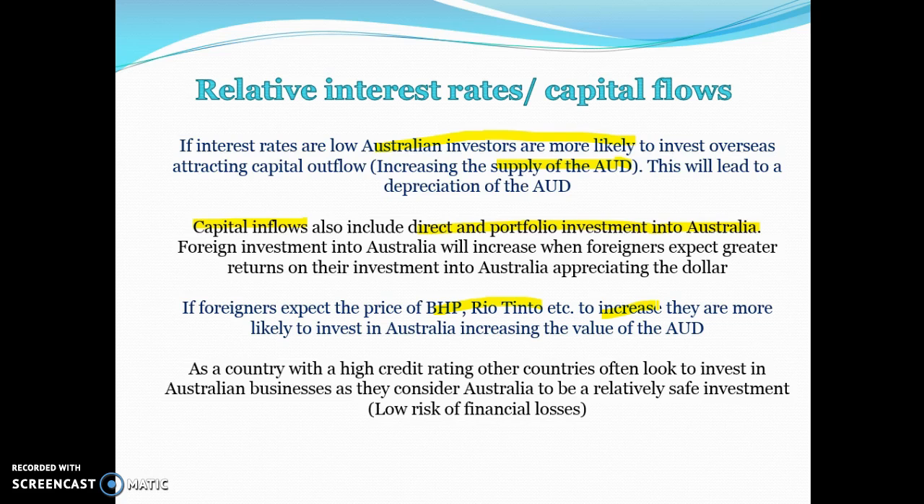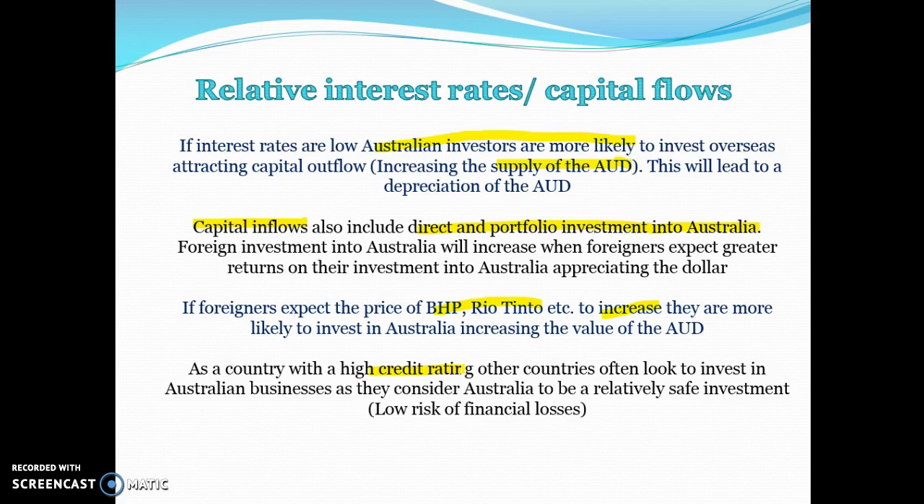So if countries believe that our companies are likely to do really well, then they're more likely to invest in Australia, and therefore the price should go up. As a country with a higher credit rating, other countries often look to invest in Australia. They think it's a safe investment, they think they're going to get a return on their money, and that's one of the things that keeps the Australian dollar high.